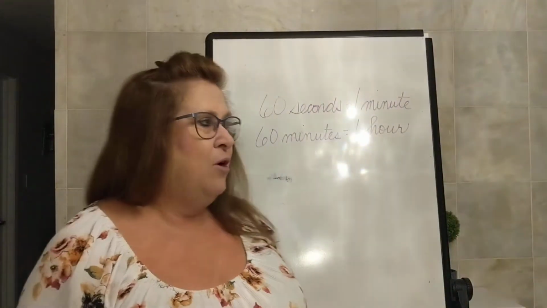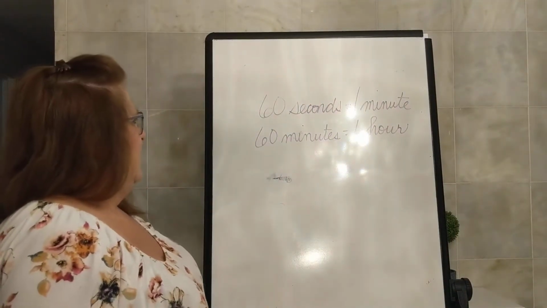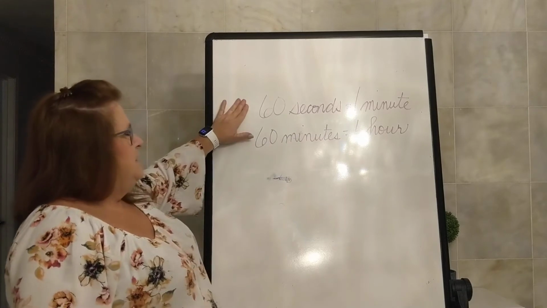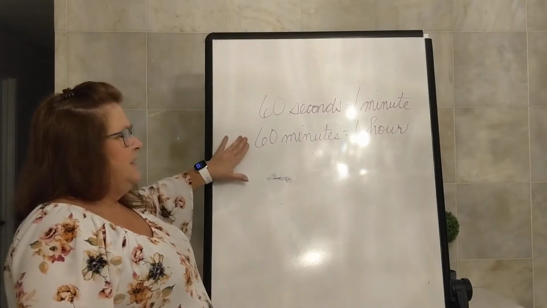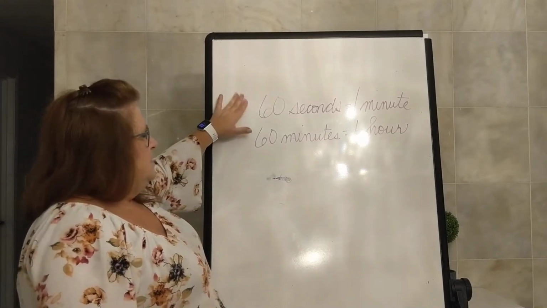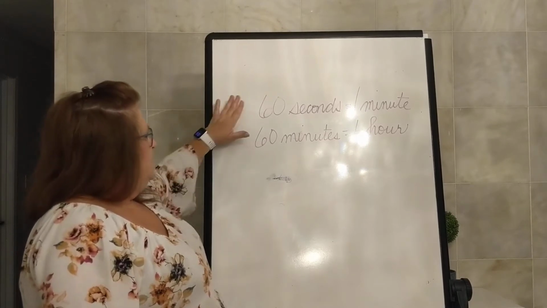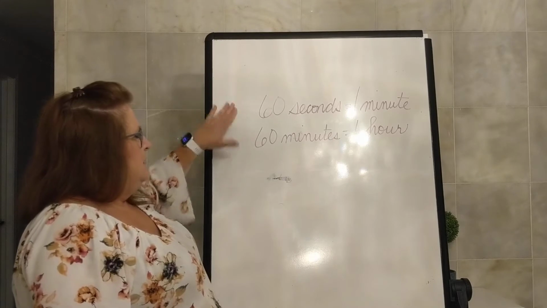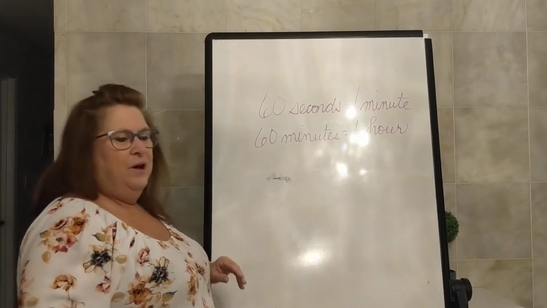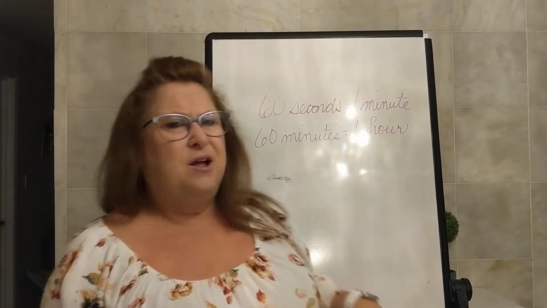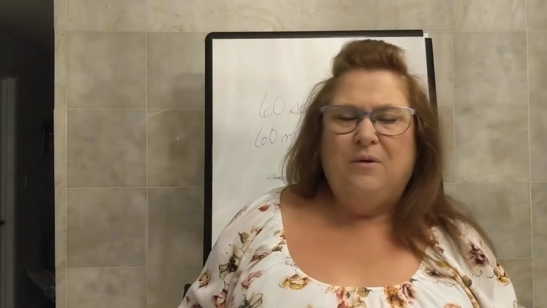Our first two we see is 60 seconds equal 1 minute and 60 minutes equal 1 hour. I always like to say it like this: 60 seconds in a minute, 60 minutes in an hour. If you do things kind of sing-songy, and if you want to put a snap with it or whatever, it will help you memorize these measurements quicker.